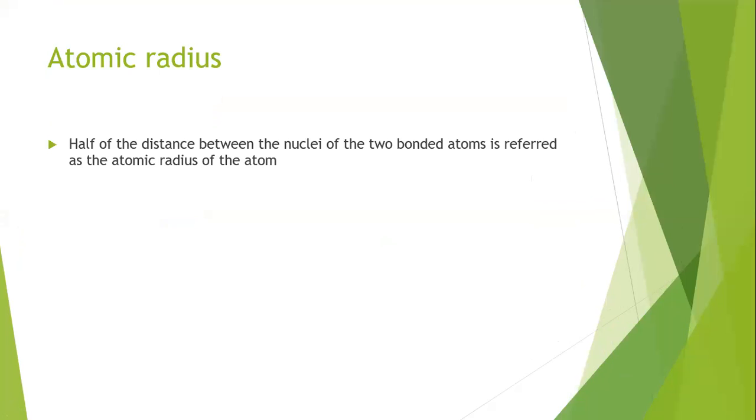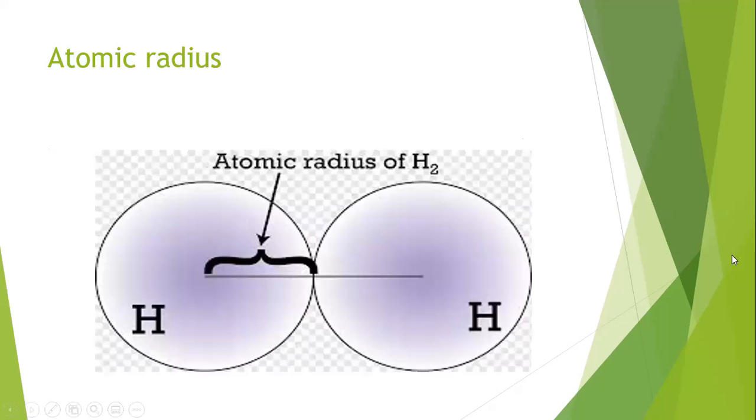What is atomic size or atomic radius? Half of the distance between the nuclei of the two bonded atoms is referred to as the atomic radius of the atom. Here you can see the two atoms of hydrogen.